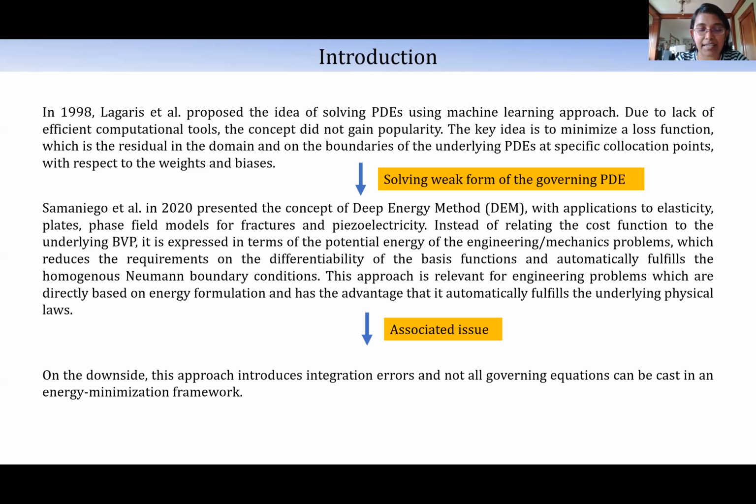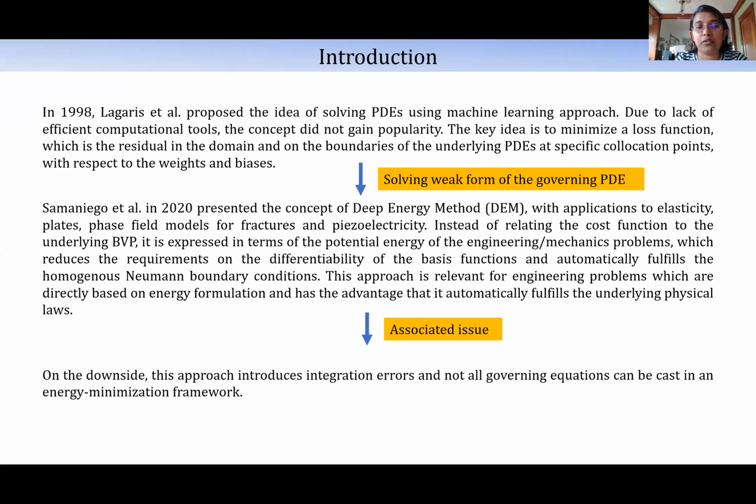Now, as they go, they say that in 1998, Lagaris et al. proposed this idea of solving PDEs using a machine learning approach. However, due to the lack of computational tools then, the concept did not gain much popularity. The key idea that comes from there is to minimize a loss function, which is the residual in the domain and on the boundaries of the underlying PDEs at specific collocation points with respect to the weights and biases. This was based on solving the problem using the strong form of the equation of the problem.